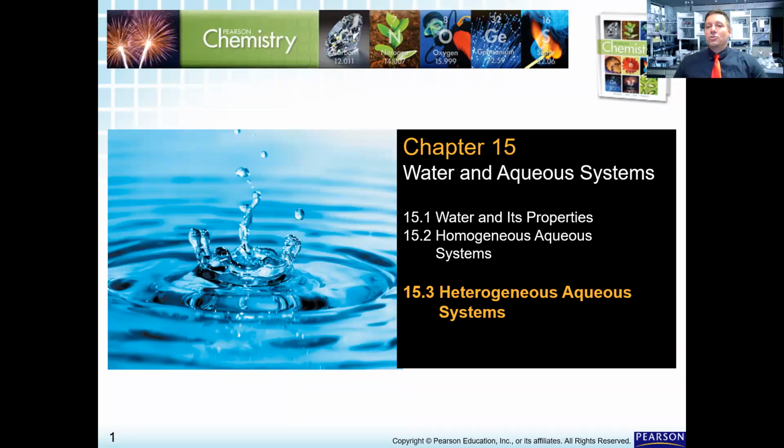Today we are going to wrap up all of chapter 15. So we're going to go through 15.3 and talk about heterogeneous aqueous systems. And we're going to differentiate them and compare them to a solution. So we're going to talk about those particular terms.